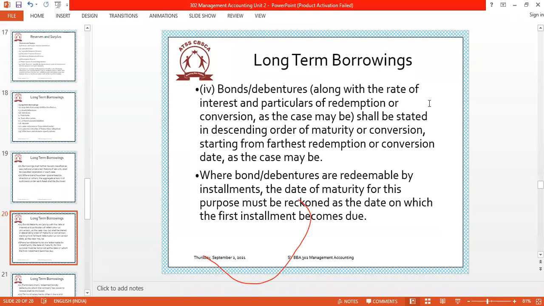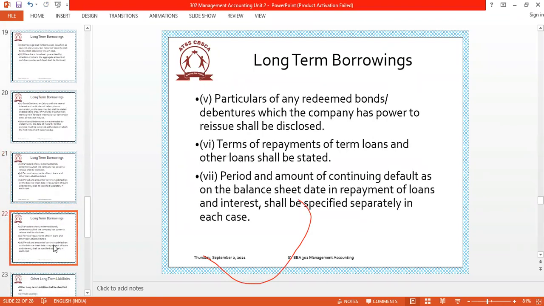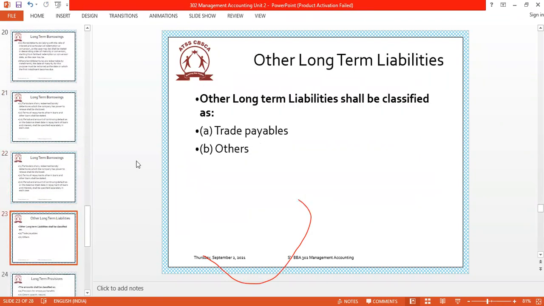Next, again continue. This I've covered actually. 1 second. Now we focus on what? Hello. Other long-term liability. Yes, please read.